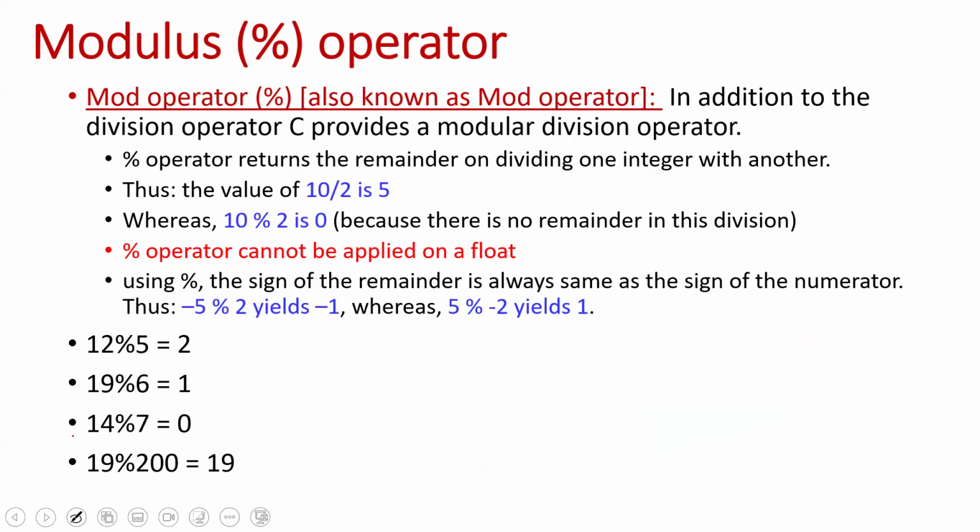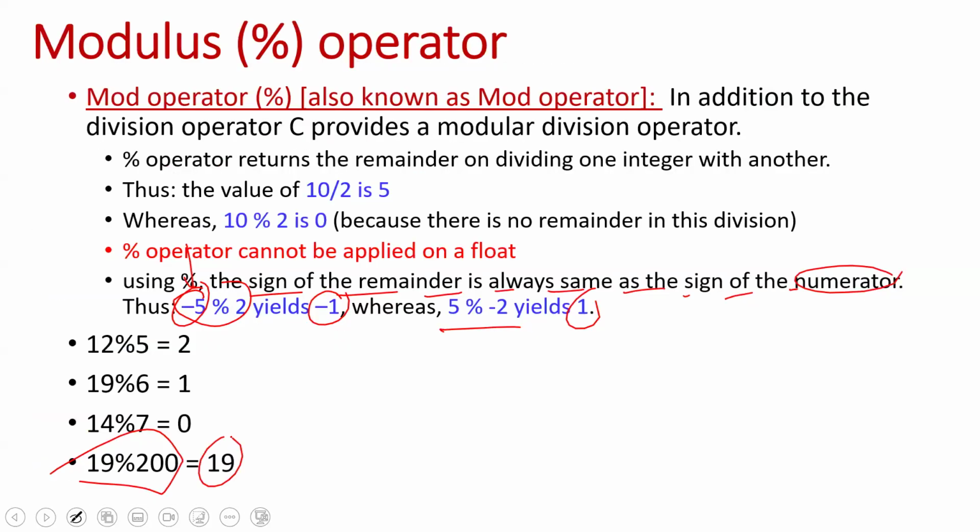Next question is, what will be the sign of the mod operator? The sign of the remainder is always same as the sign of the numerator. It means minus 5 mod 2 yields negative 1, because it depends on the sign of this one. However, 5 mod negative 2 is 1. What is 19 mod 200? 19, because you cannot divide 19 by 200. 19 is already smaller than 200.